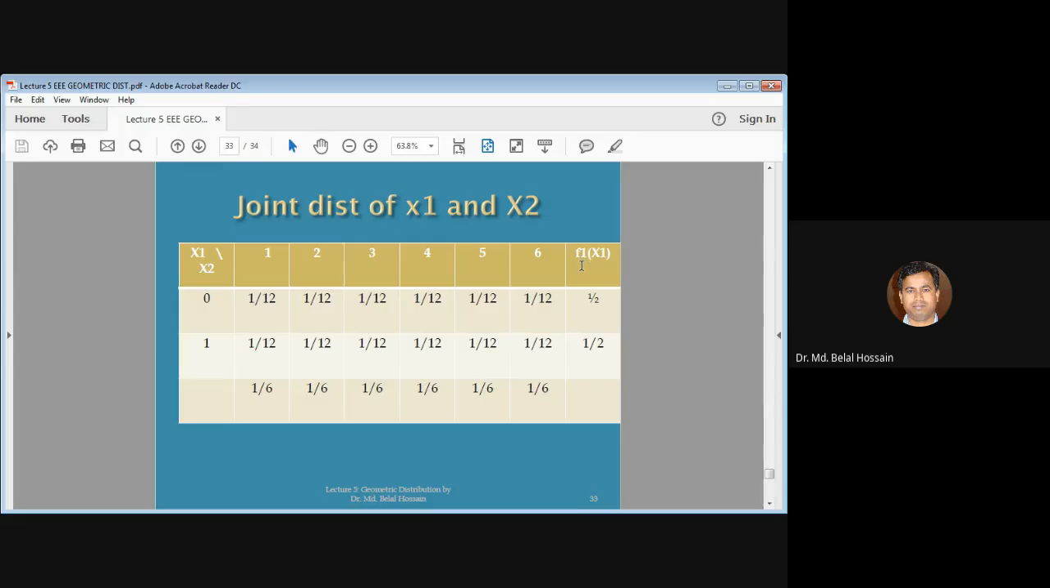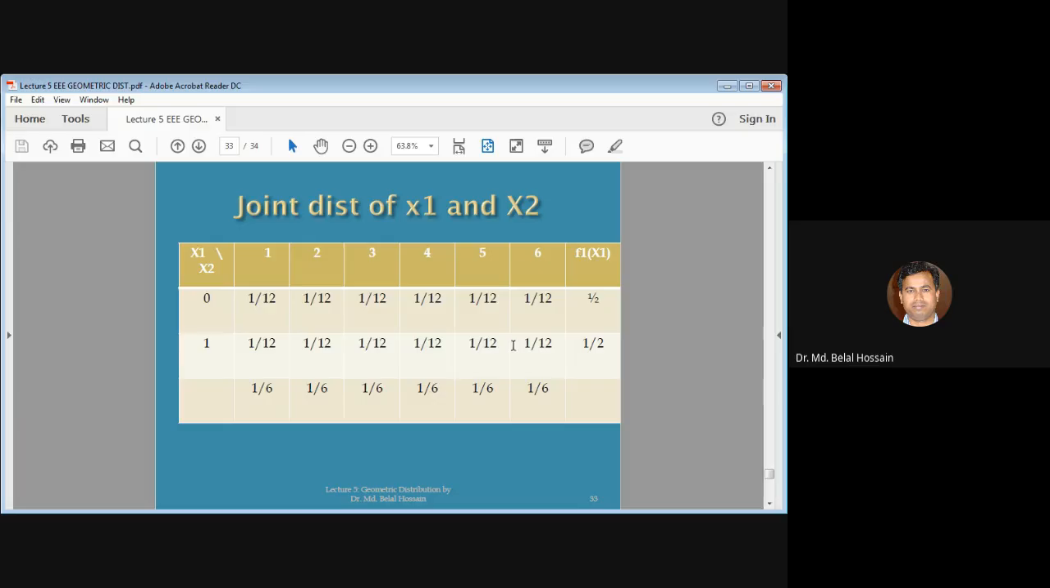Okay, if you called this f(x1), it would be the probability function of x1. So we write the suffix, f1. Suffix means subscript. Okay, so f1(x1) means this is the marginal distribution of x1. How can we find that? We have to sum all the values of x2 in the joint distribution. Again, if you sum this column, 1/12 plus 1/12 is 1/6.